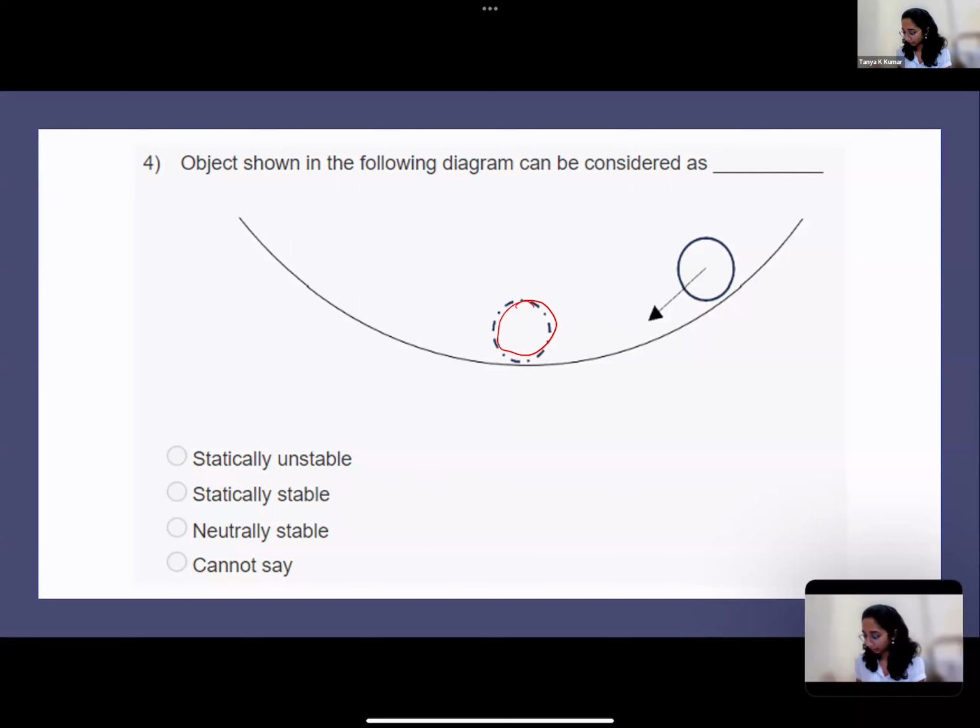And the other two cases: this is statically stable. For statically unstable, you had something like this. The ball is here. You deviate it slightly, and you just keep deviating from the equilibrium point. For neutrally stable, it's something like this. If you deviate it, it goes here and it forms a new equilibrium point. All right.